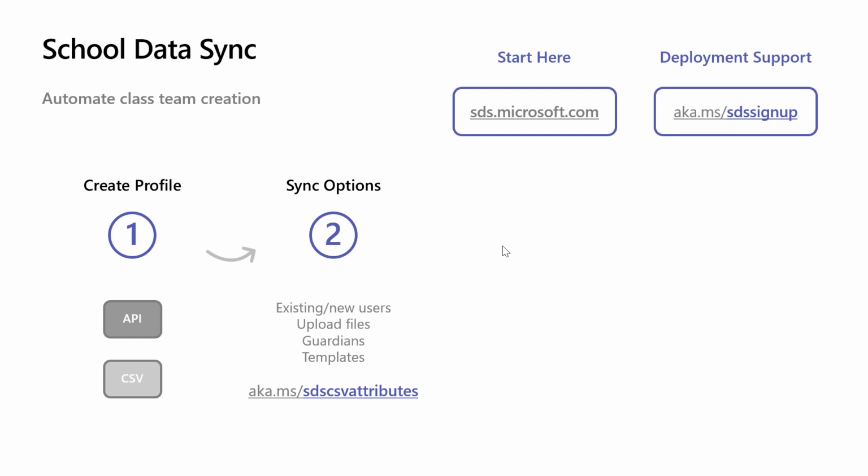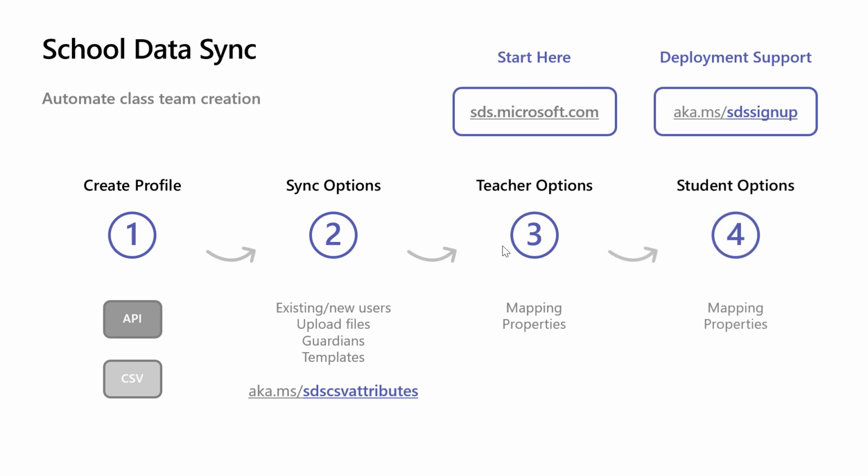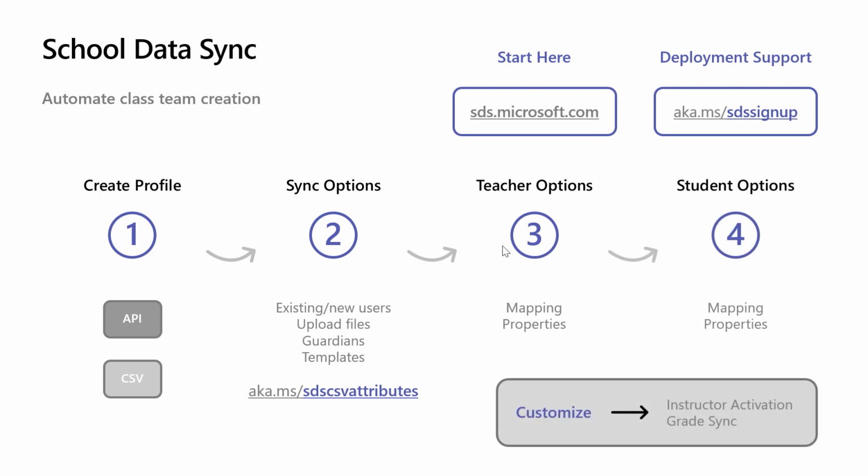And if you want to have a clear understanding of the different attributes, please go and visit aka.ms/sds CSV attributes, and you will find all the information. After that, we're going to identify the different attributes for the teachers and for the students, and then we're going to customize the activation sync. That means at that point you can synchronize even the grades, if you're using the gradebook in Microsoft Teams, back into your student information system, right?